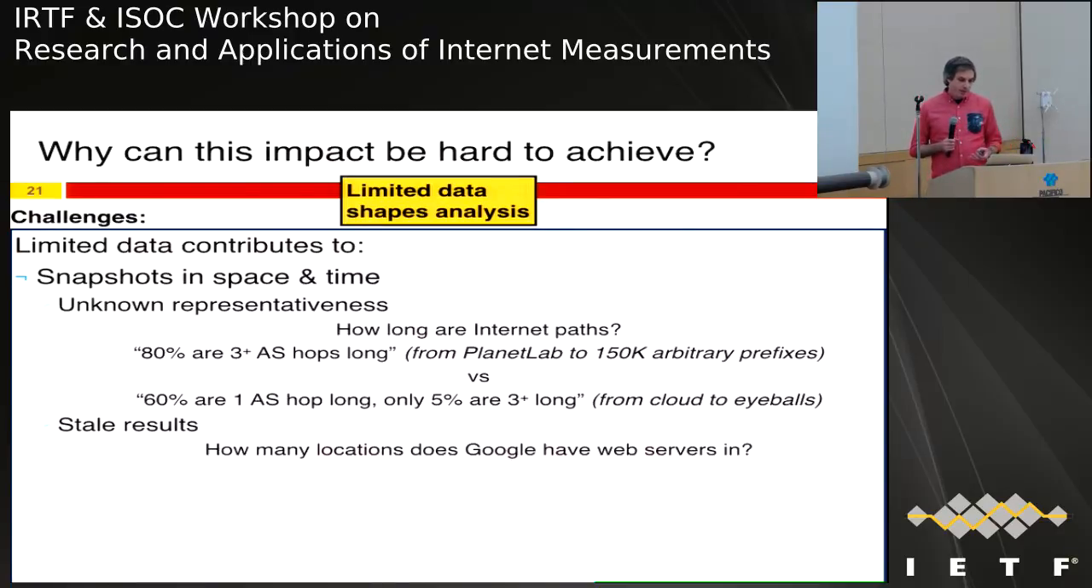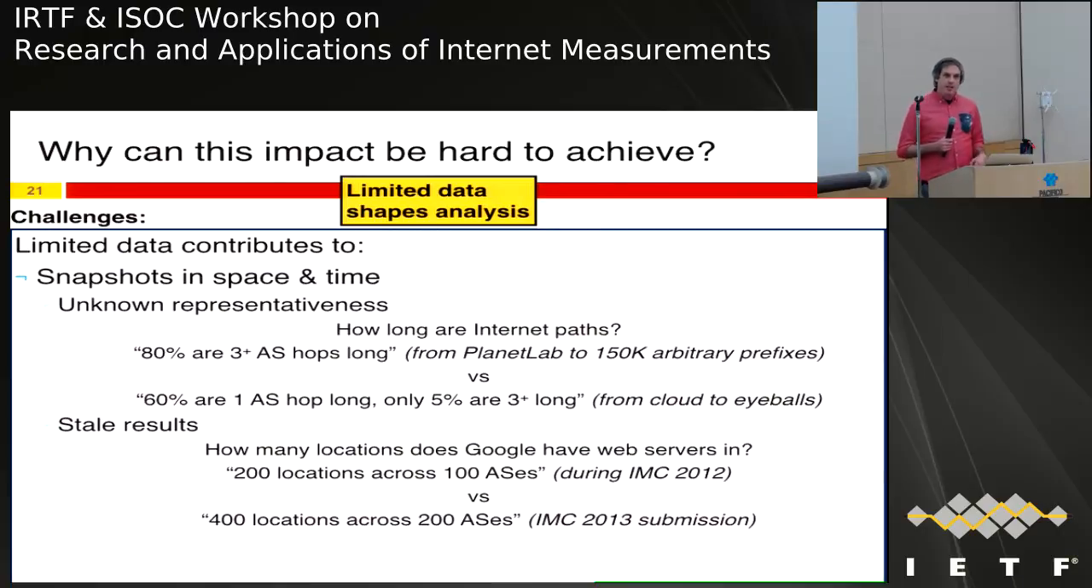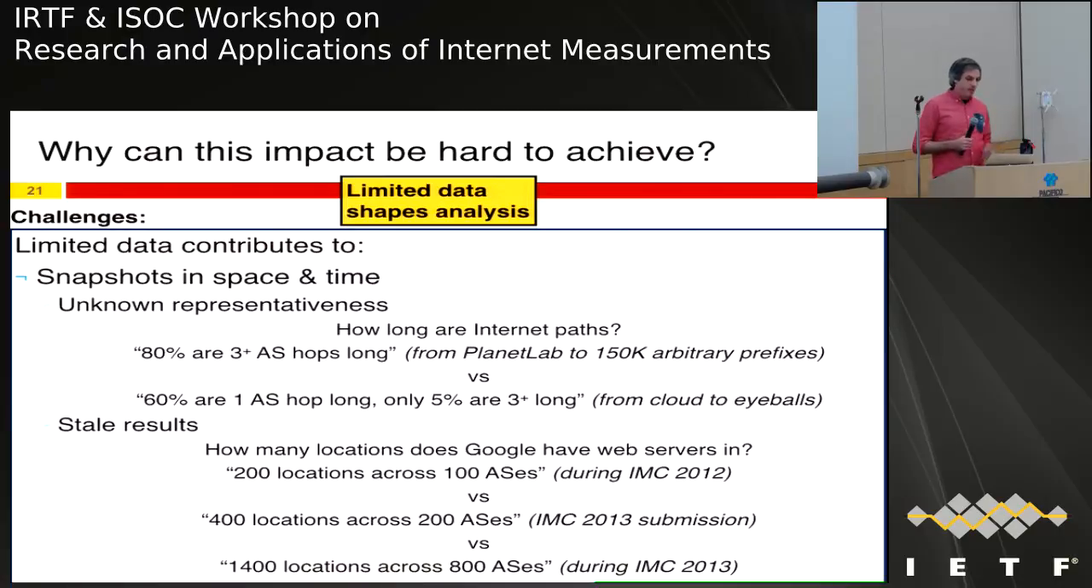Stale results also have an impact. Papers and submission deadlines are often checkpoints for gathering data in academic research, and you can end up missing evolution of the network if you only look at the papers. Just to give one example, if you had asked me 3 years ago, during IMC 2012, how many locations Google had servers in around the world, our measurements said 200 locations at that point. If you had submitted a paper to IMC 2013 answering this question, you would have seen 400 locations. And if you had presented your paper at IMC in 2013, a few months later, it was suddenly 1,400 locations. So if you stop with just a snapshot of data, you'll get a different answer.